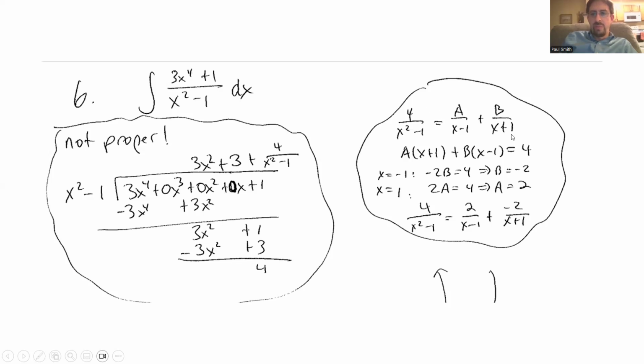So our numerators will be equal. We choose our zeros here. x equals negative 1. When we plug that in, we end up with a negative 2b is equal to 4. So b is equal to negative 2. And then I can plug in x equal to 1, and I get 2a is equal to 4. So a is equal to 2. Altogether, that means we can decompose 4 over x squared minus 1 into 2 over x minus 1, replacing the a, minus 2 over x plus 1, replacing the b.